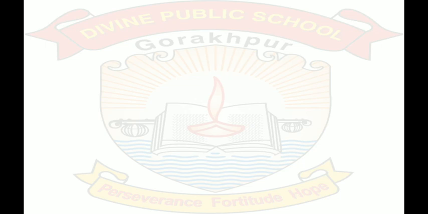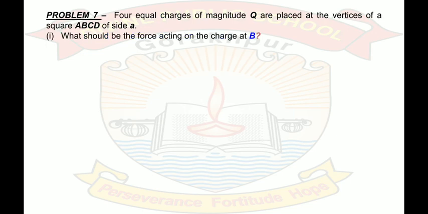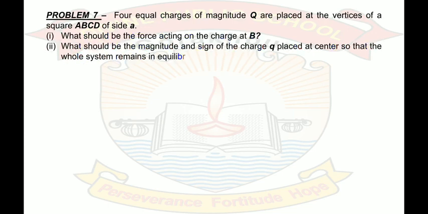Next question is the same as we have done, but it is for the square. Four equal charges of magnitude plus q are placed at the vertices of a square ABCD of side a. What should be the net force acting on the charge at B? And the second part is, what should be the magnitude and sign of the charge q placed at the center so that the whole system remains in equilibrium?